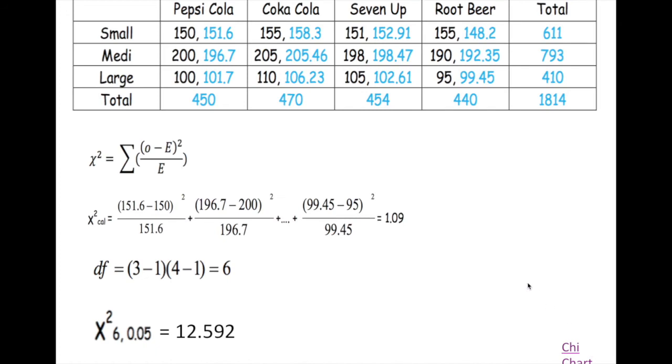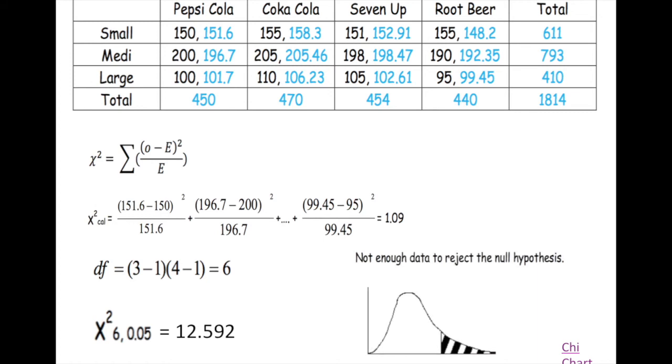Then we go back to the question. We can see the value is 12.592, and then we get a table which shows 1.09 is much lesser than 12.592. So there's not enough data to reject the null hypothesis, which means fail to reject.